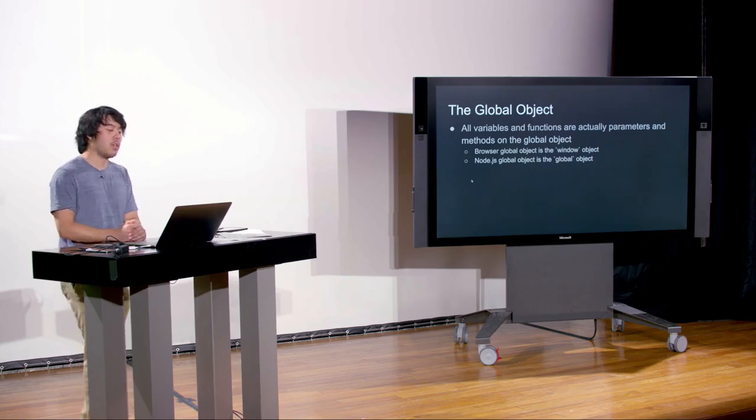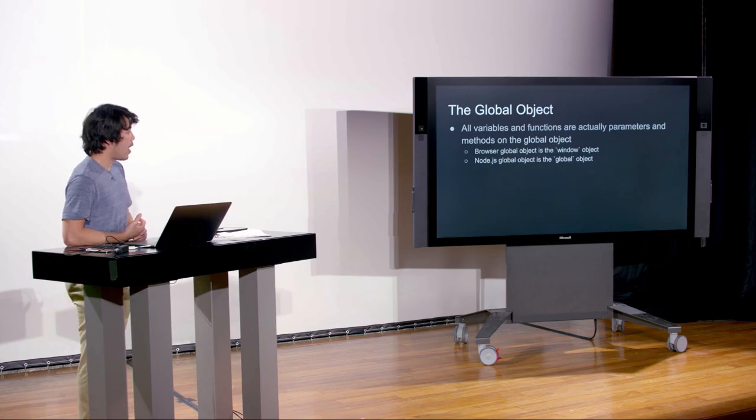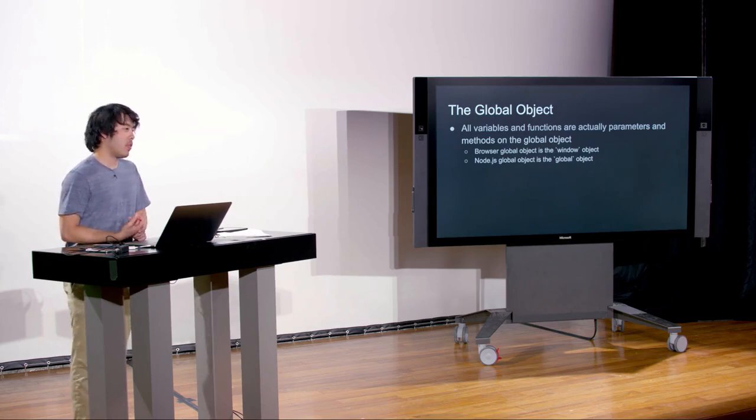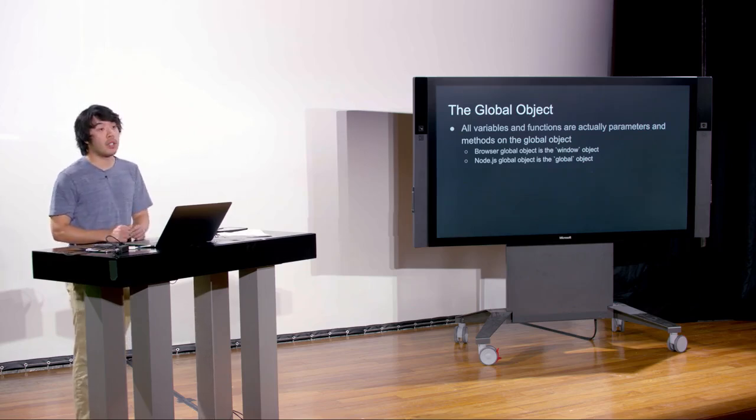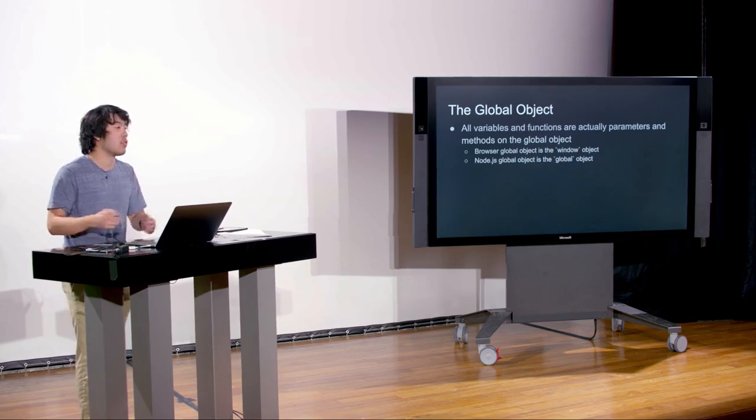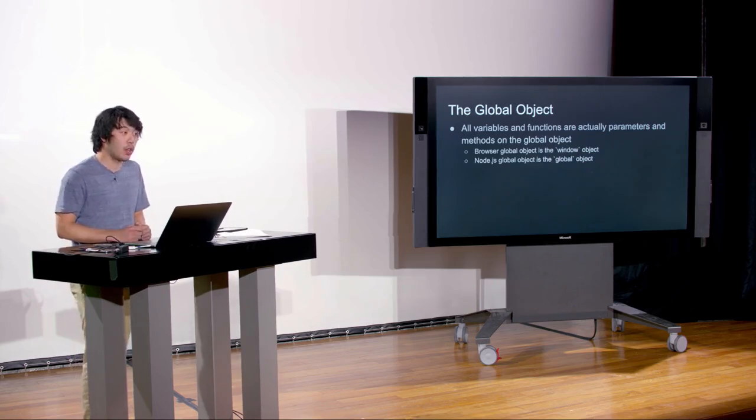So the global object. The way these things all work is basically in any given runtime, there's this thing called a global object. And so all variables and all functions are actually keys, parameters, or methods on the global object. So in the browser, there's this thing called a window, which is the global object of a window. So this is a browser environment.